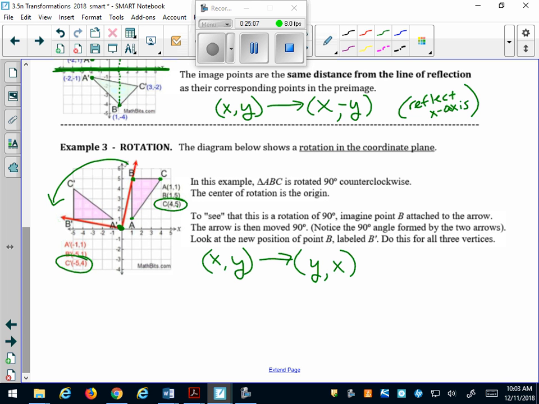But something else happens. The y value changed sign, right? The 5 became a negative 5, so it actually looks like this. And that's, again, only specific to 90 degrees counterclockwise. It's not going to be a rule for every single rotation ever. But in this specific case, that's the pattern that it follows.